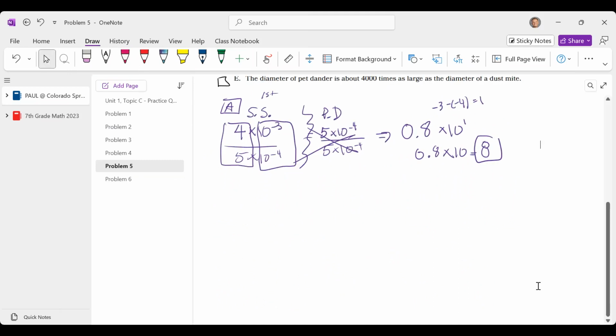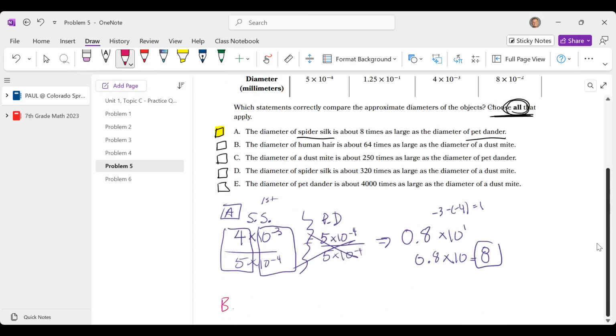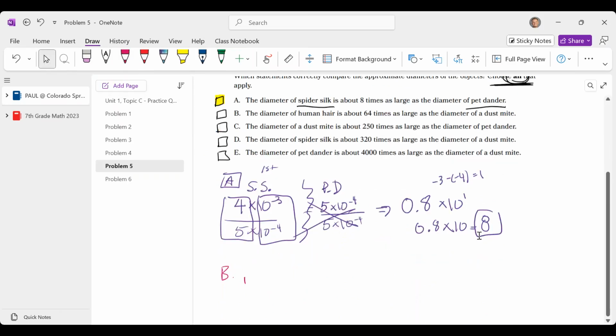There we go. Okay, so now we're going to go to our second problem. Our second problem, letter B, is human hair and dust mite diameters. Okay, so again, 1 second.